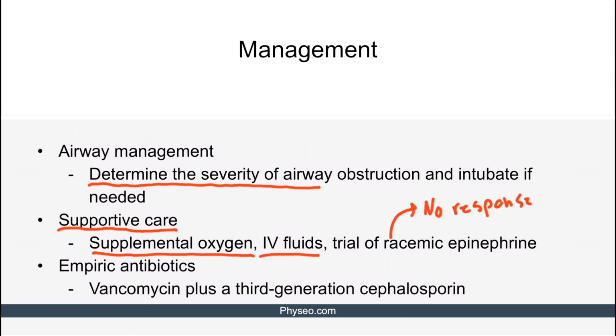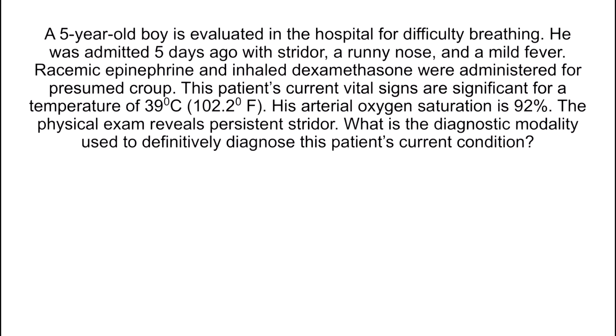Once the provider has a strong clinical suspicion of this, empiric antibiotics should be started. First-line therapies include vancomycin, plus a third-generation cephalosporin in order to cover the most common pathogens that lead to bacterial tracheitis. All right, let's try a question.